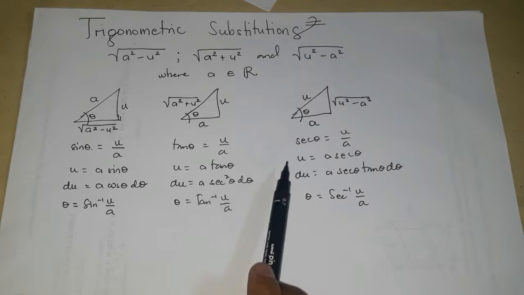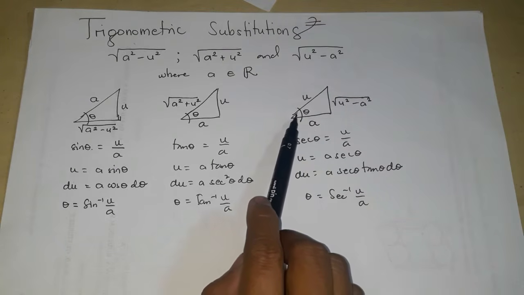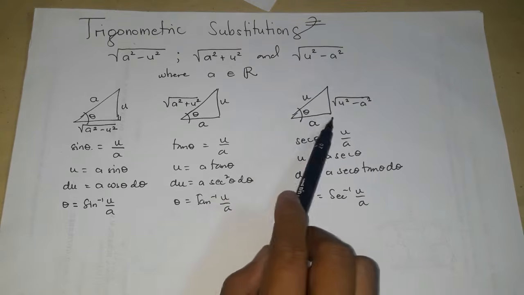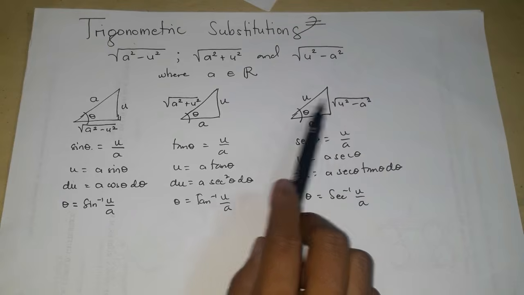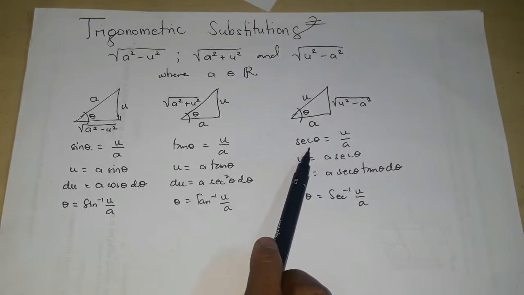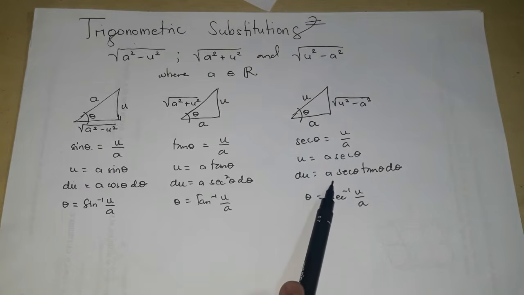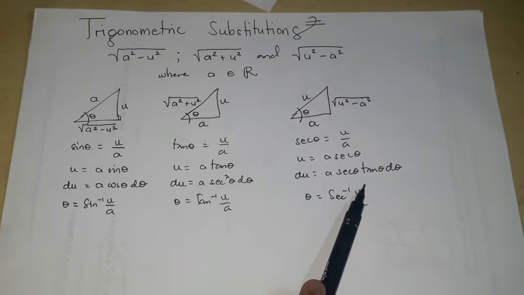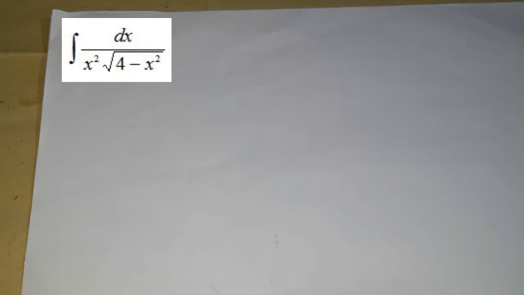And finally, for the last triangle, the longest side is equal to u, the adjacent side is equal to a, and the opposite side is equal to the square root of the square of the hypotenuse minus the square of the adjacent side. So it follows that secant theta is equal to u over a, and u is equal to a secant theta. Differentiating this, you have du equals a secant theta tangent theta d theta, and theta is equal to arc secant of u over a.